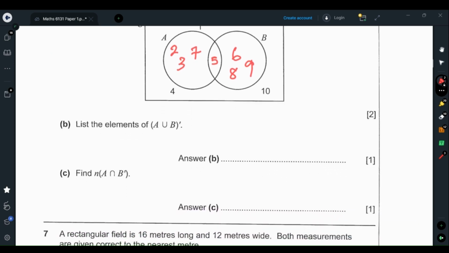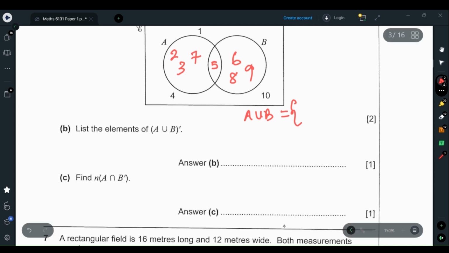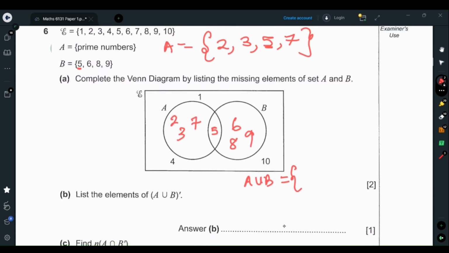B. List the elements of A union B not. So that's a complement of A union B. So A union B would mean all the numbers in A and B. So we would list down all the numbers for A: 2, 3, 5, 7. Union simply means list all the numbers in A and B, but you don't have to repeat the numbers if they are shared amongst the sets. So now for B, 5 is already there, so I'll just continue 6, 8, 9. So this is A union B.